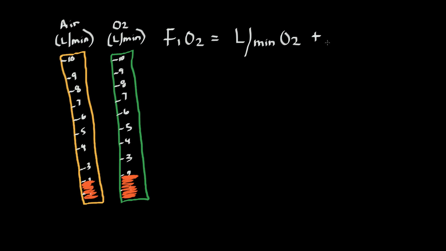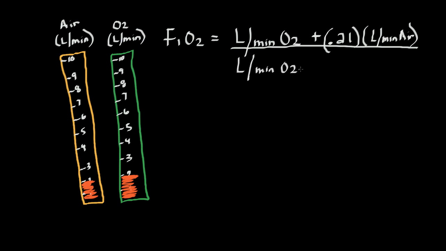So the rest of our numerator will be 0.21 times the liters per minute of air. And this is a little bit different than if you're calculating the FiO2 strictly with oxygen or with oxygen and nitrous. Our denominator is the same.